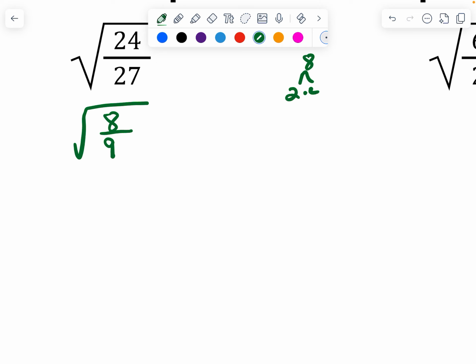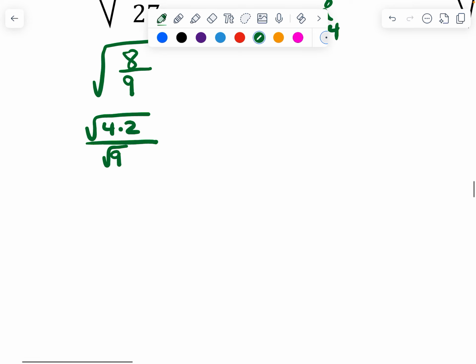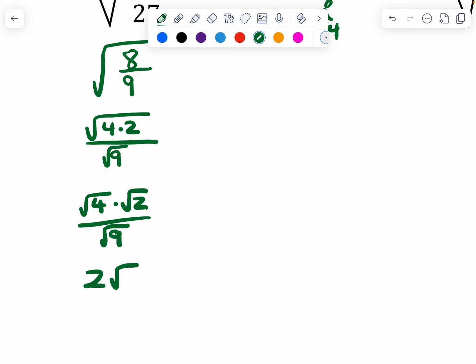8 is 2 times 4. So I'm going to do, and on bottom, the square root of 9 is 3 times 3. Okay, so if I do this, I get on the top, that's the square root of 4 times the square root of 2 over the square root of 9. So 2 radical 2 over 3.